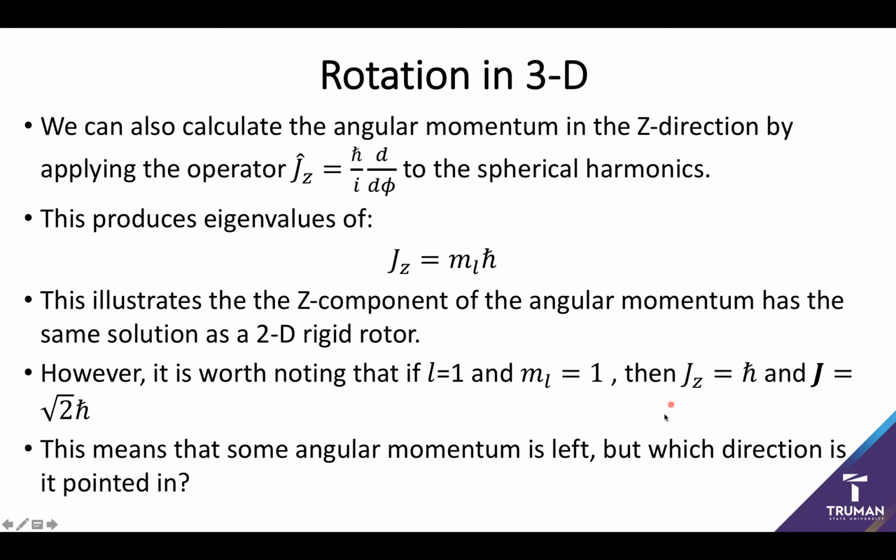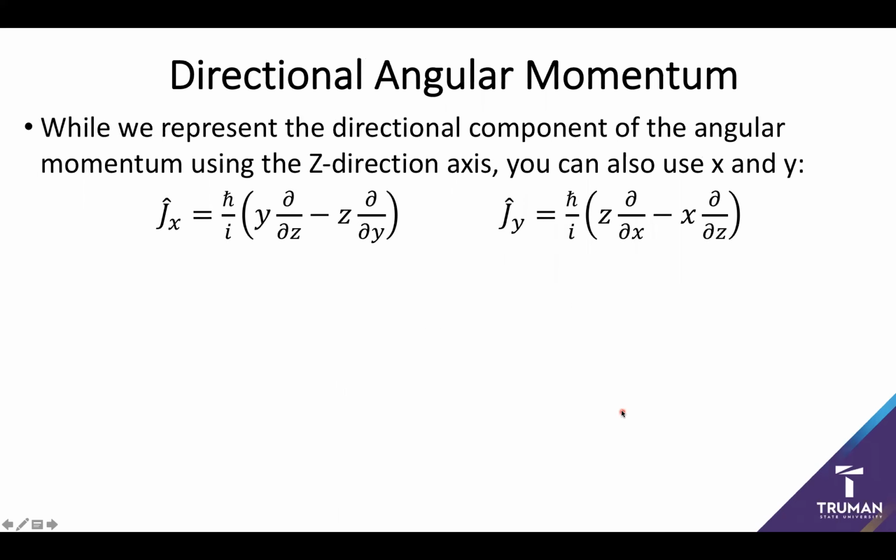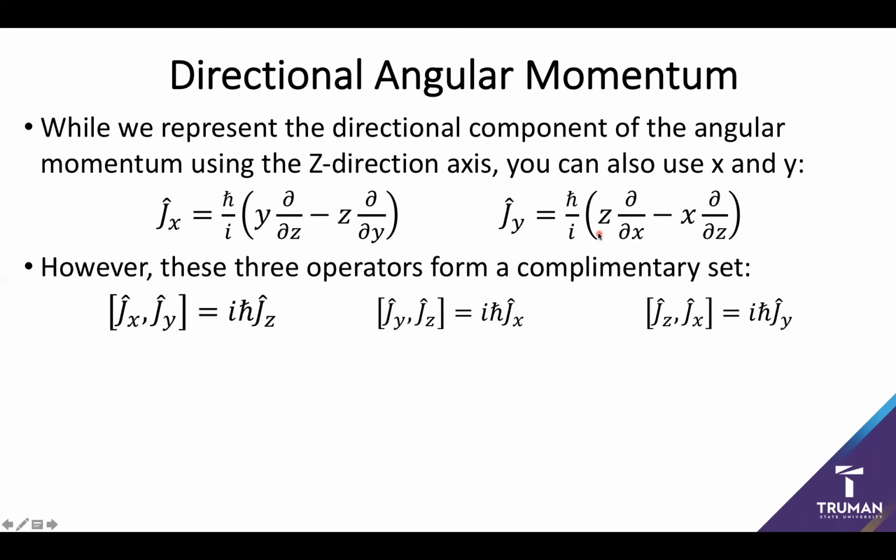But what direction is it pointed in? Is it moving in the XY, XZ? Is it moving in the YZ? Where is it going? So here we run into kind of a pesky issue. We can try and determine our angular momentum in the X or Y direction in a very similar fashion to what we did for the Z. However, here we run into a very pesky problem. It turns out that the angular momentum in the X, the Y, and the Z direction form a set of complementary operators.